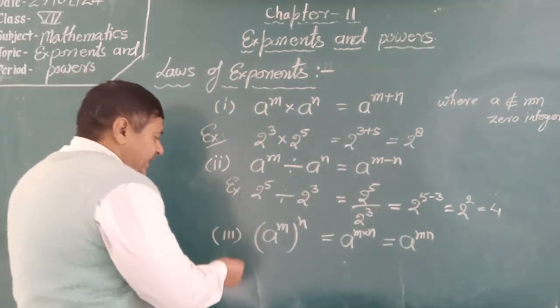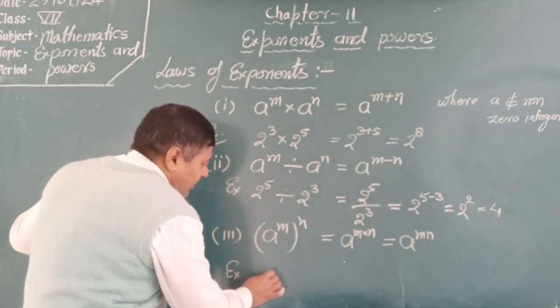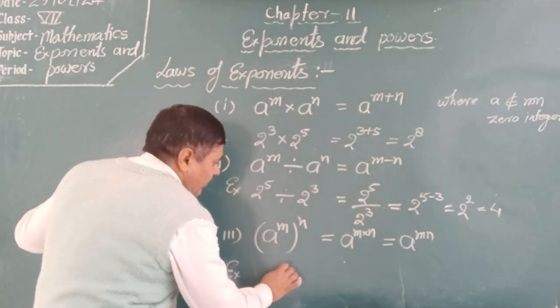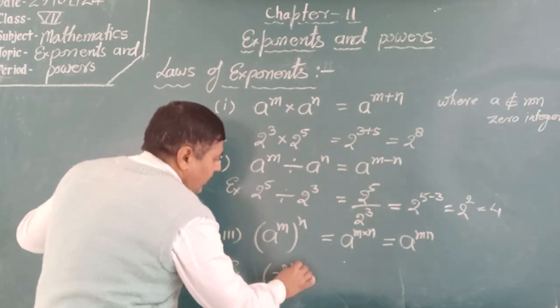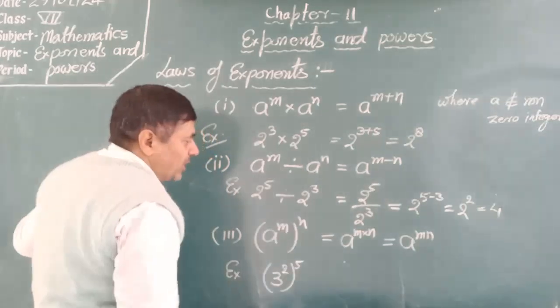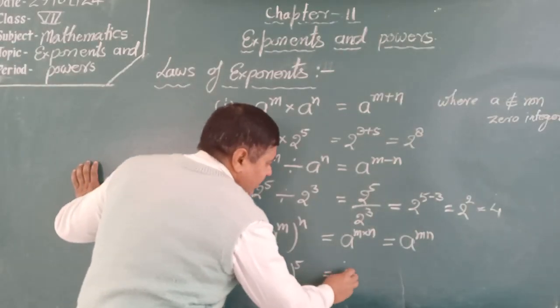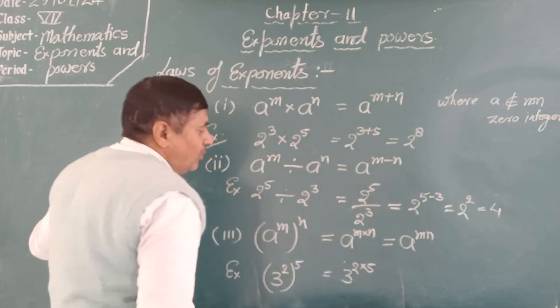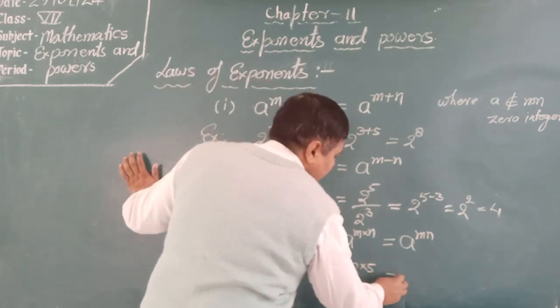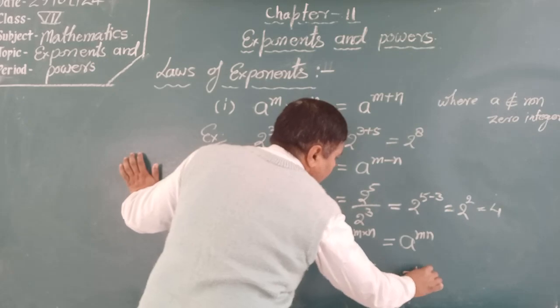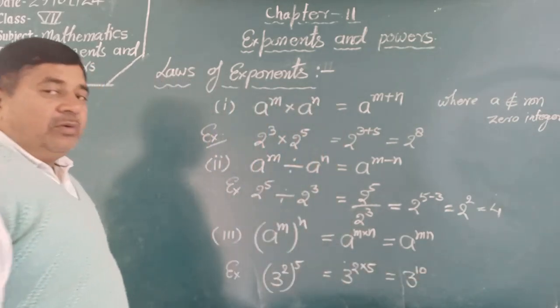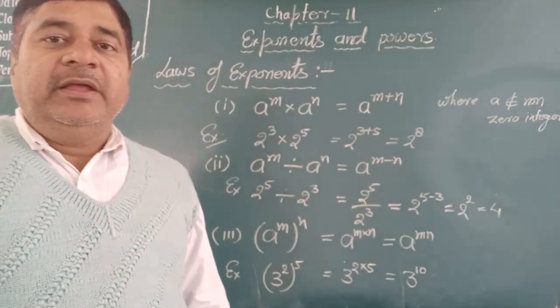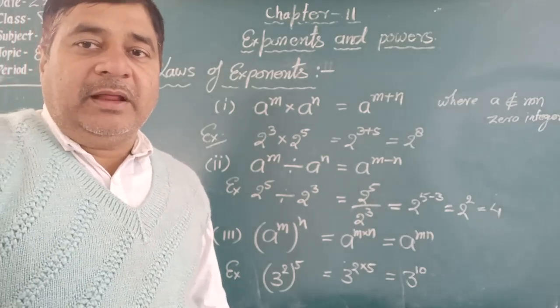Okay, now for example, I take 3 to the power 2, whole to the power 5. So what you can write is 3 to the power 2 into 5. Okay, and this will be 3 to the power 10.